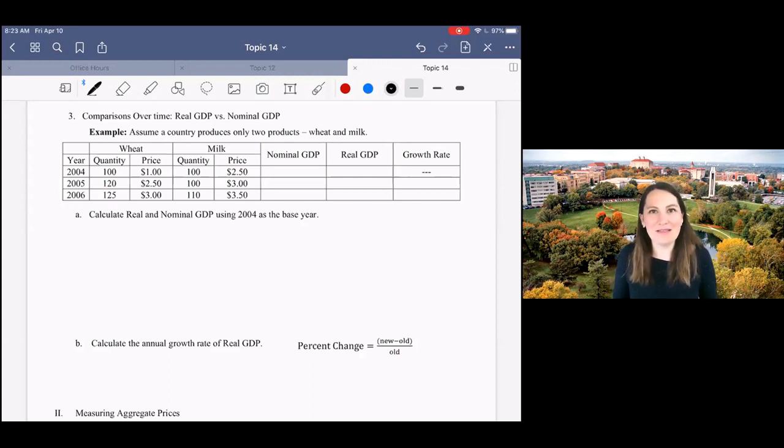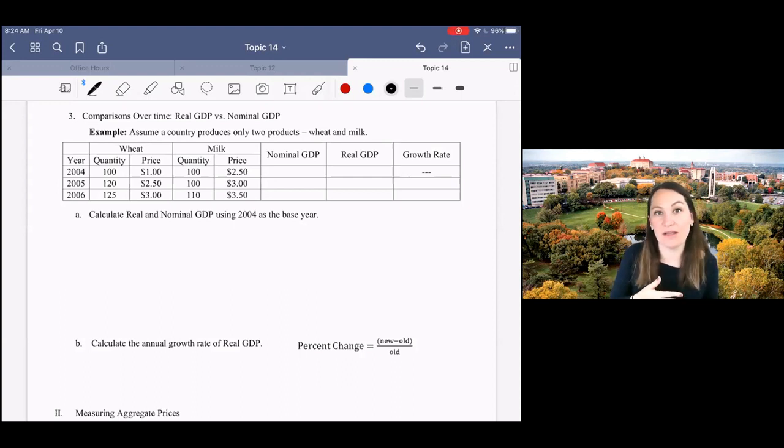All right, so our goal for this video is to understand how we can compare GDP numbers over time. And to do that, we're going to introduce a really simplified model of calculating GDP. This is totally hypothetical, but we're just going to assume that we have a country that produces only two products, and we have all the information about the prices of those products and the quantity of the products that is sold in each time period.